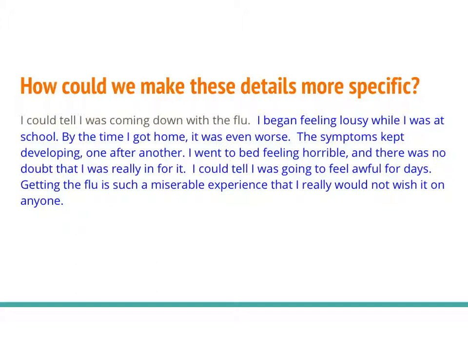So let's just go through and talk about which of these details are kind of vague and general. I began feeling lousy while I was at school. Feeling lousy tells us a little bit, except there's lots of different ways you can feel lousy, so it's not very specific. By the time I got home, it was even worse. How did it get worse? The symptoms kept developing one after the other. What are the symptoms? I went to bed feeling horrible, and there was no doubt I was really in for it. In for what? I could tell I was going to feel awful for days. So there's at least 4 areas here where the writer could be more specific.